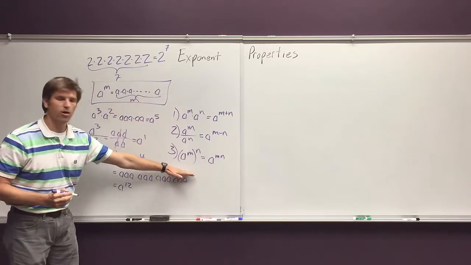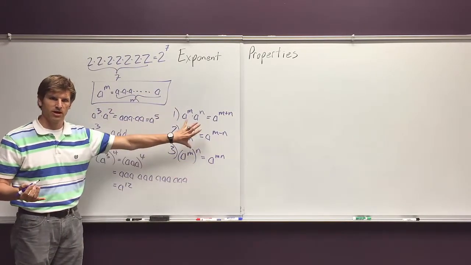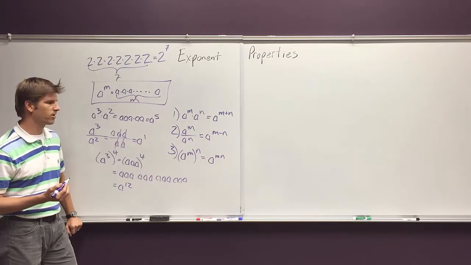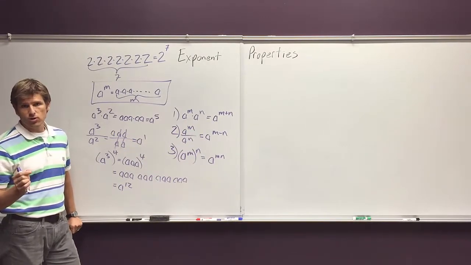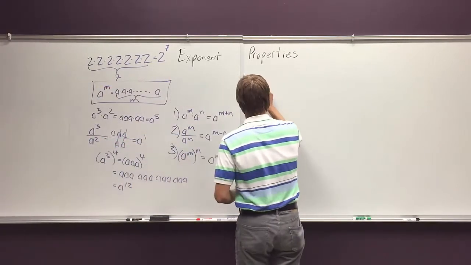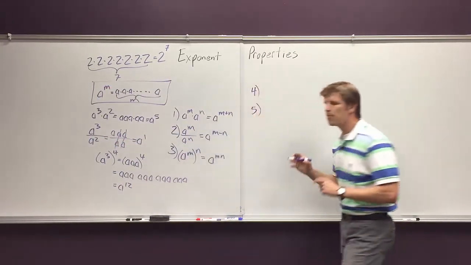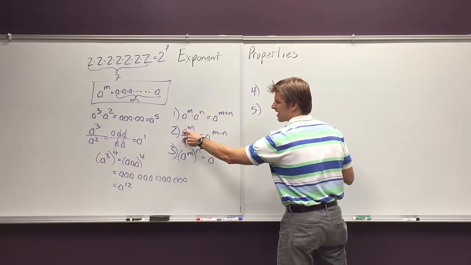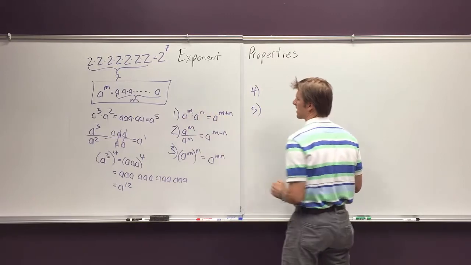So those are 3 really nice rules that help you to understand how exponents work. If it was just those 3 rules, life would be grand. Unfortunately, there are 2 other rules about when the bases are different. See here, the base was the same. This number is the base, that number is the exponent.